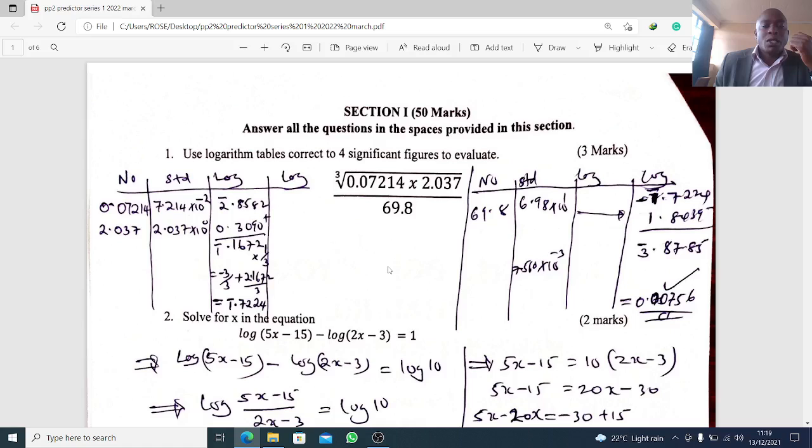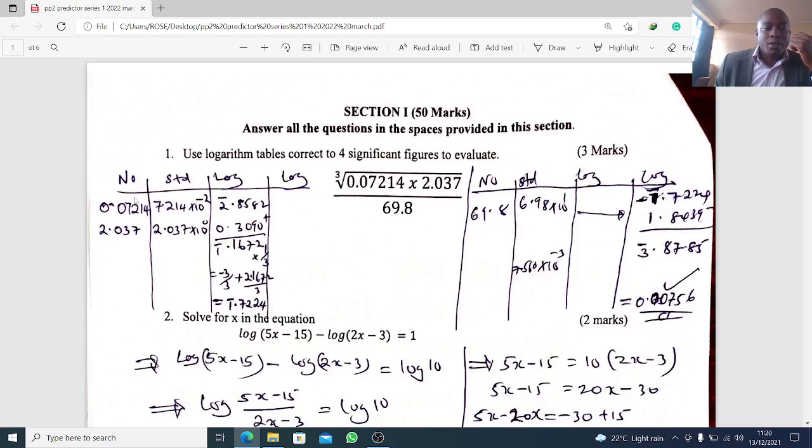With my predictions, I start with number 1, where you are told to use the logarithm table correct to 4 significant figures to evaluate the cube root of 0.07214 times 2.2037 over 69.8. Now we understand that you write the numbers in standard form. For me, I write log and log. That is log twice, for some reasons that you will understand later.